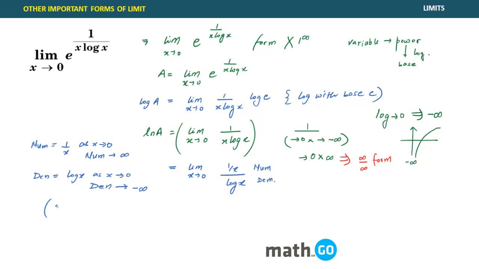This reduces to your infinity by infinity form. Don't worry about the negative sign, right? So you can say minus infinity by infinity form. Not a problem. If this is there, that means you can apply. Yes, now the LH rule is applicable. This is what I meant by here.